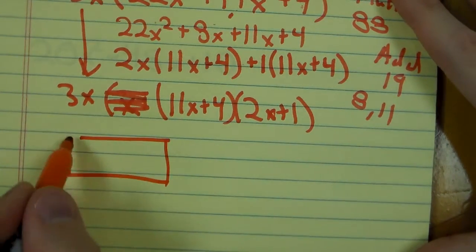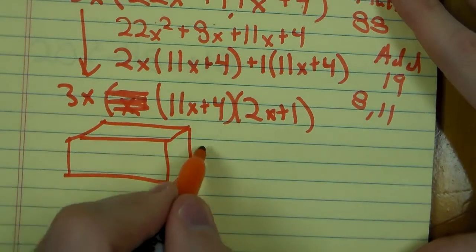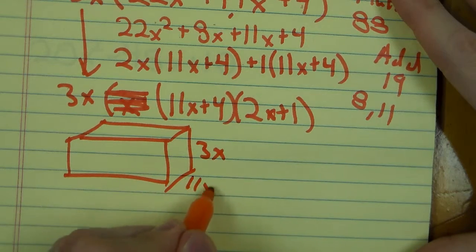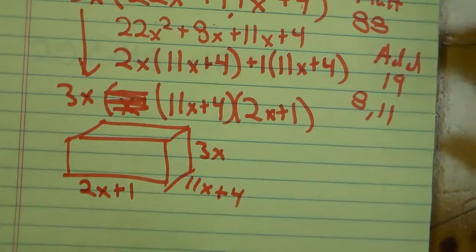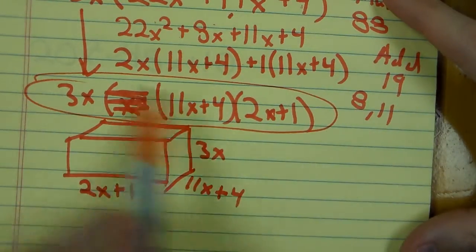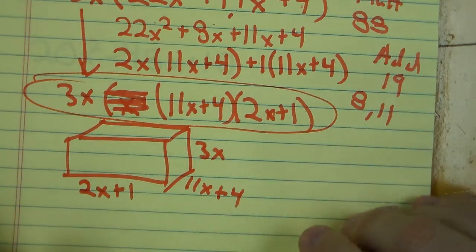So if I went in and drew this rectangular prism, I could say, oh, the height's 3x, 11x plus 4 is the depth, and 2x plus 1 is the length across, and those are our values. The factors are your possible dimensions.